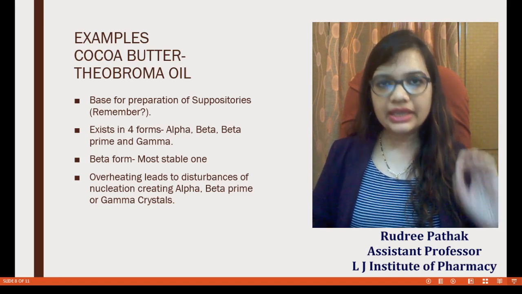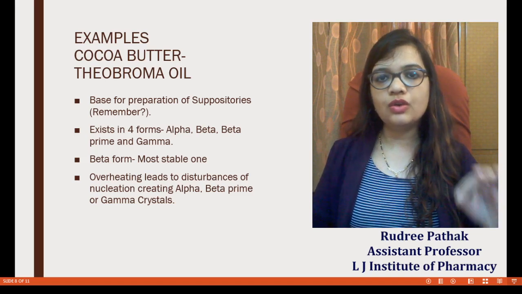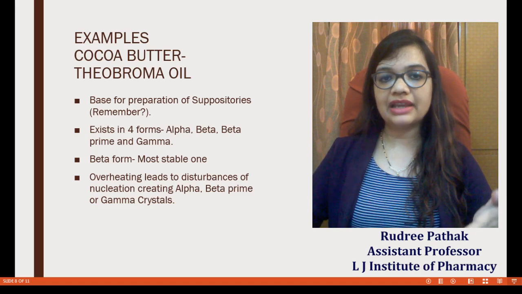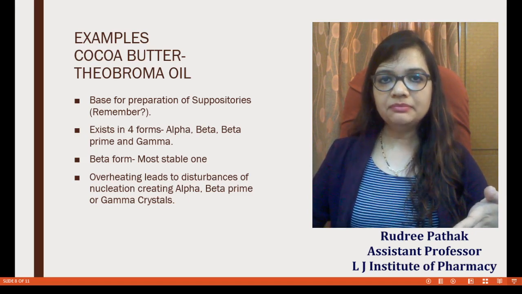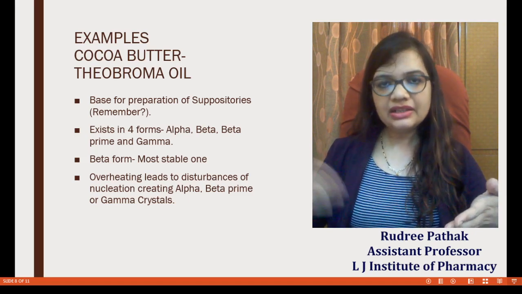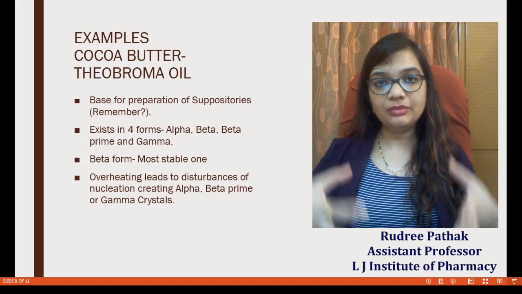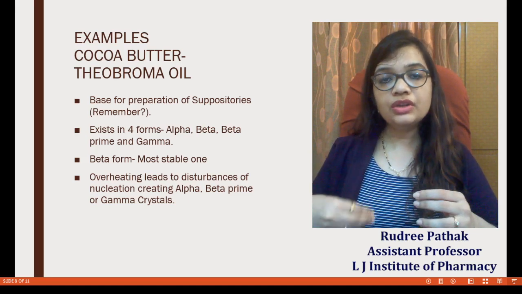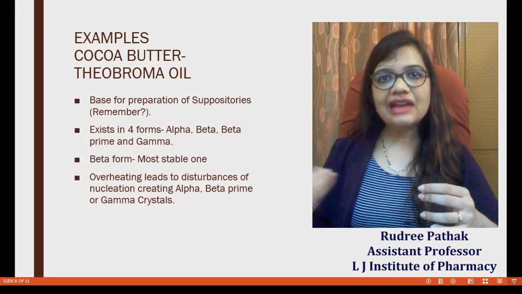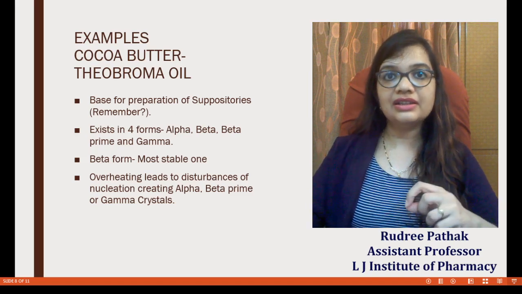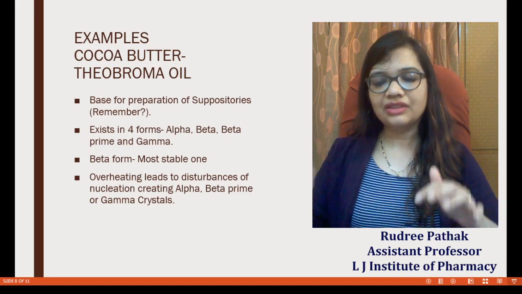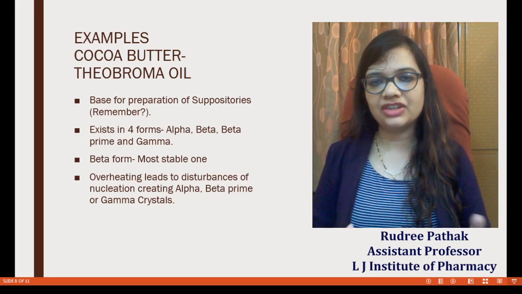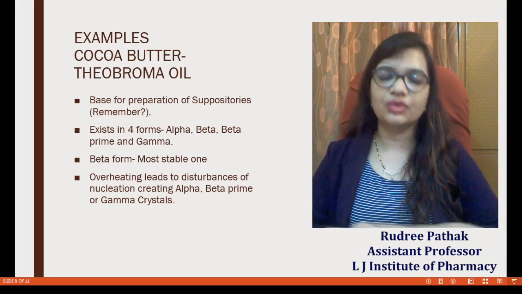If you overheat, then there are chances that the cocoa butter is going to convert into the unstable forms, and that is alpha, beta prime and gamma. And when the suppositories are prepared from this unstable cocoa butter, it is not going to melt again at human body temperature where it is inserted. So the basic motive of preparing a suppository, that it should melt at body temperature and release the medicament, is not going to be served.